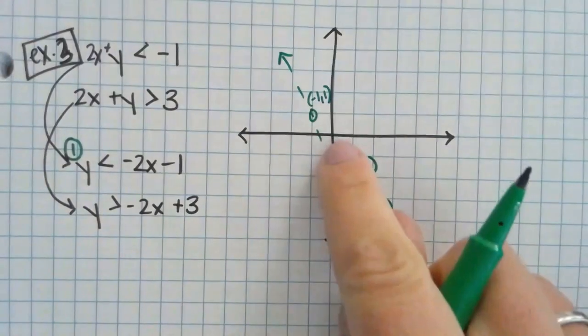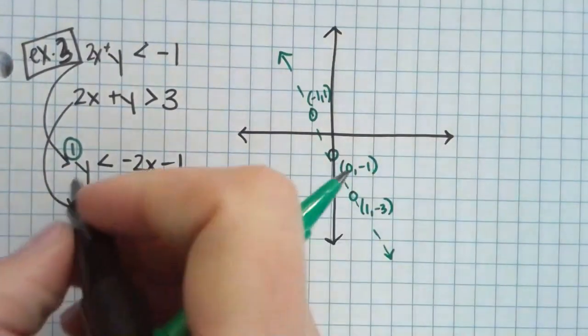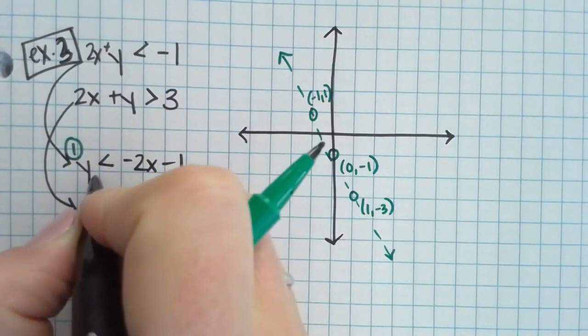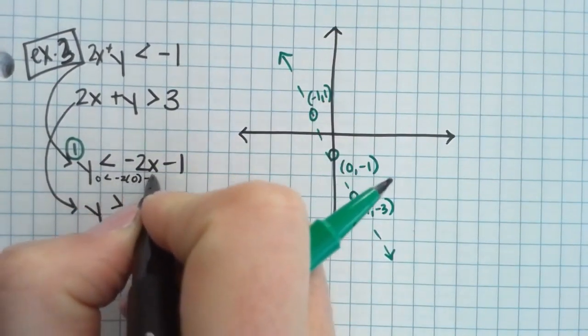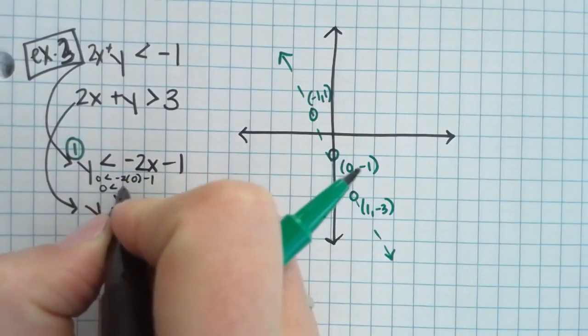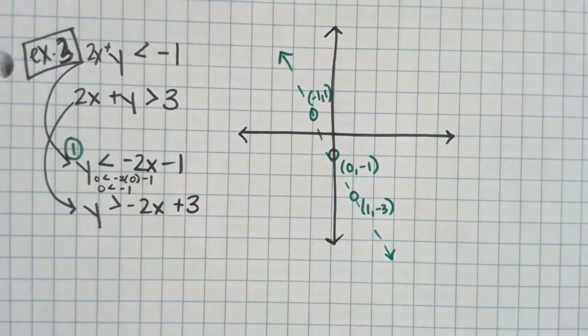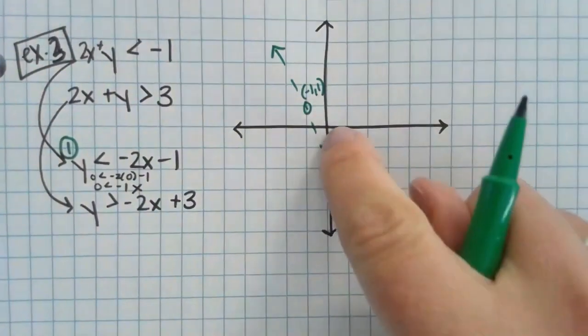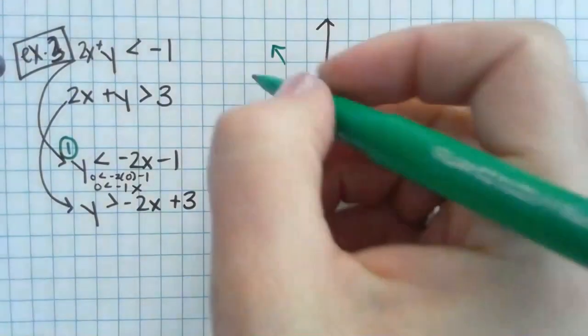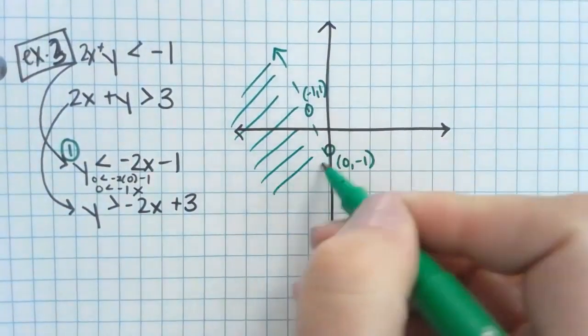So I'm going to plug in the origin. So I would do 0 is less than negative 2 times 0 minus 1. 0 is less than negative 1. Is that true? No. Meaning I will not shade the side that contains the origin. I'm going to shade this side instead.